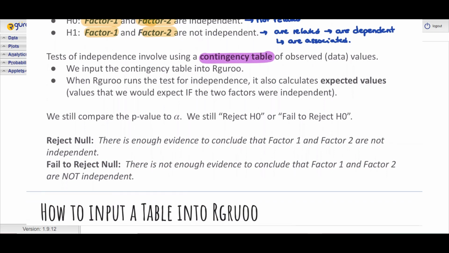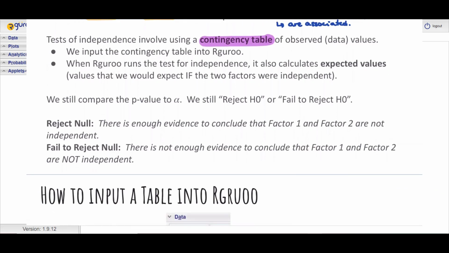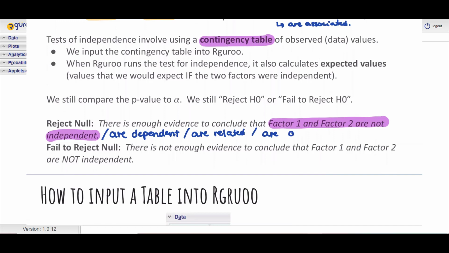So we'll still compare the p-value to significance level. If it's low, we still reject. If it's greater than the significance level, we still fail to reject the null. And if we reject the null, we still say there is enough evidence to conclude H1. And H1 says that factor 1 and factor 2 are not independent. Or you could say are dependent. Or you could say are related, or you can say are associated. I'm giving you options here.